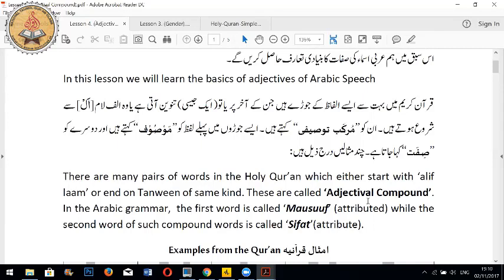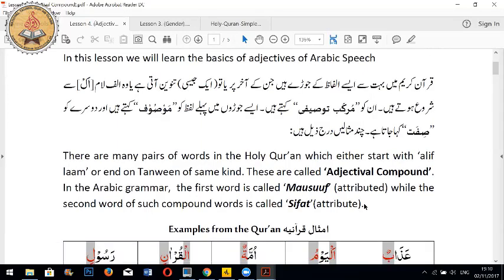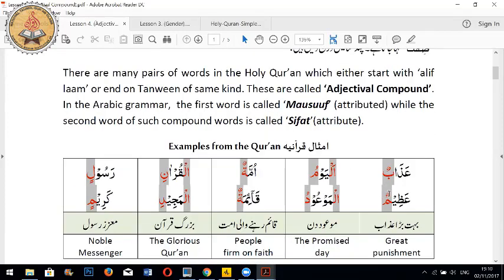So mawsuf is that word which has been explained by the following attributive word, sifat. And these are the examples. Look, adhabun, punishment, a name of a state, a condition. Now, was it small punishment or big punishment? Azimun basically is a sifat, an attributive word. And adhabun being explained and attached to azimun, it would be mawsuf. So mawsuf and sifat should be understood that in Quranic Arabic, adjectives will always come after a noun.